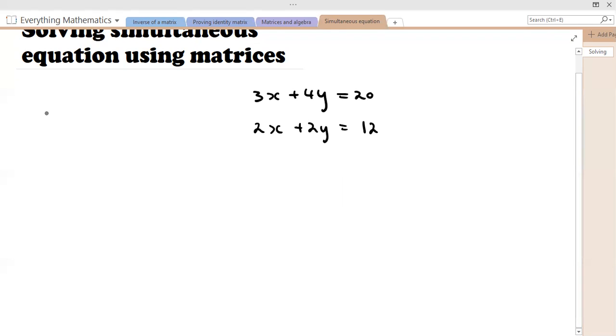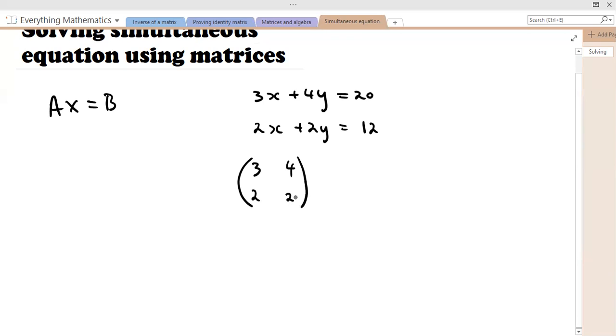So let's make our matrices A, X, and B. Remember, the matrix A is the coefficients of X and Y. The coefficient is whatever is in front of X and Y. So here we have 3, we have 2, the position is very important, 4, and 2.